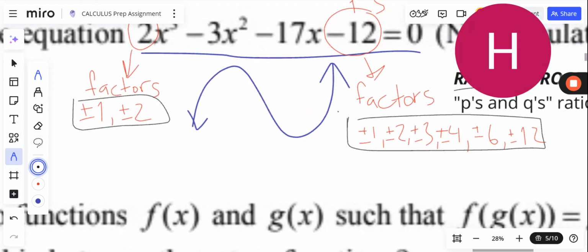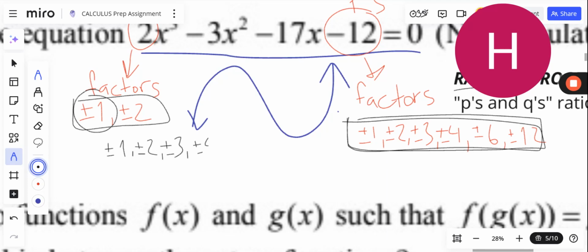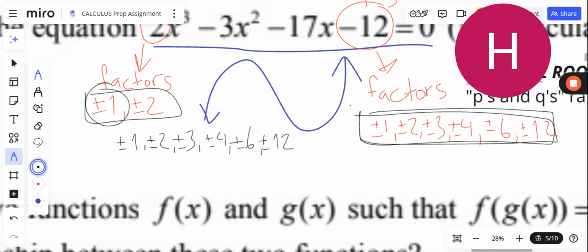If I take any one of these P's and divide it by plus or minus 1, well then of course we just have the list plus or minus 1, plus or minus 2, plus or minus 3, plus or minus 4, plus or minus 6, plus or minus 12. And then if we want to divide any of these P's by 2, that's going to give us some more values. So plus or minus 1 over 2. Plus or minus 2 over 2 is just 1, so we don't have to worry about that one again. Plus or minus 3 over 2.